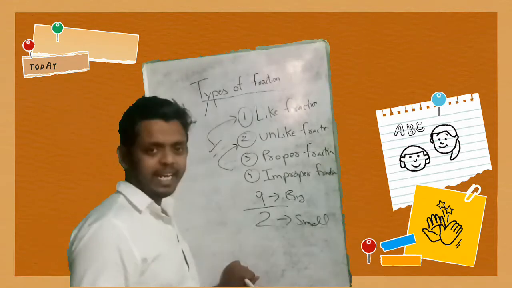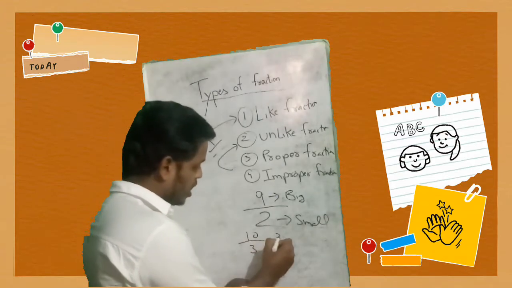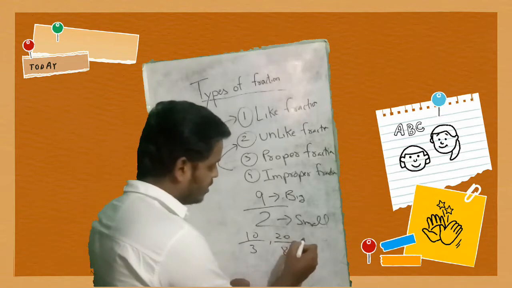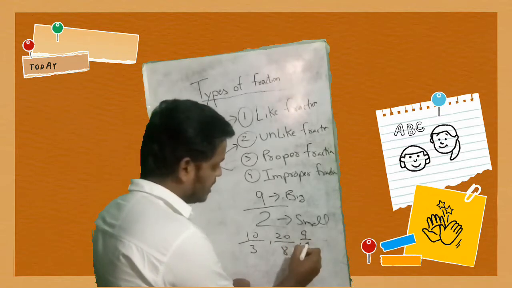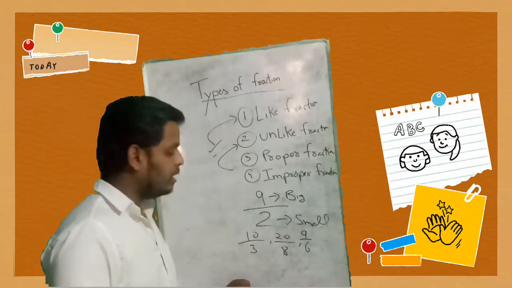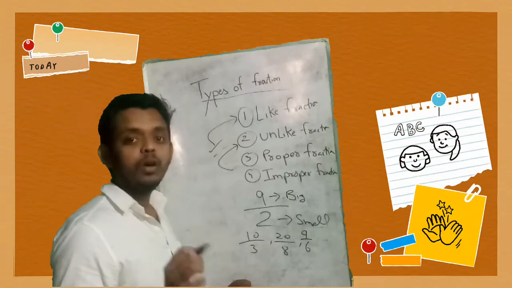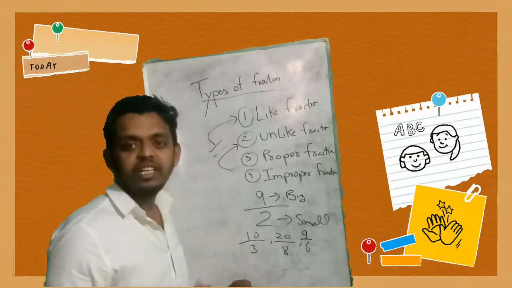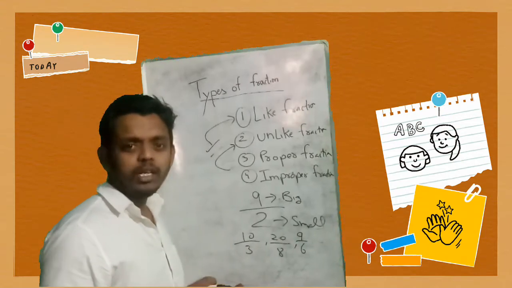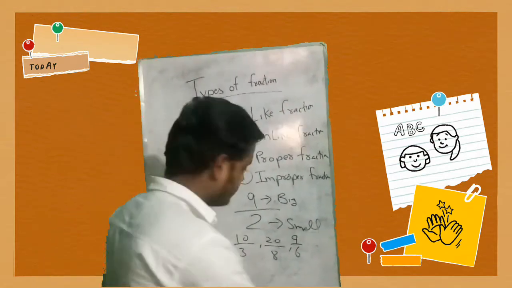So I can add a few examples: 10 by 3, 20 by 8, 9 by 6. In all these fractions, you can notice the numerator is bigger and the denominator is smaller. A fraction having a bigger numerator and a smaller denominator is known as an improper fraction.